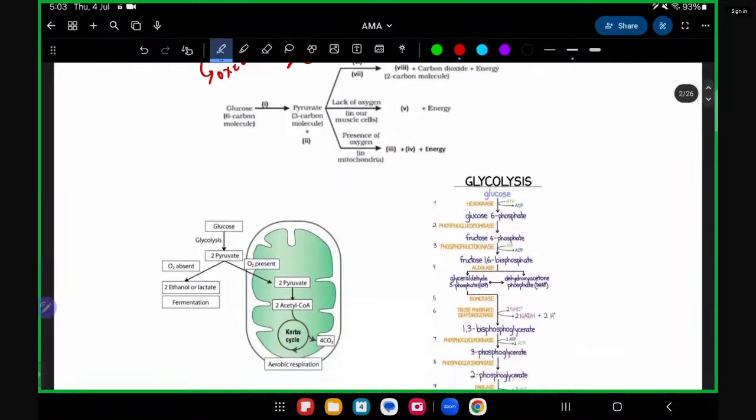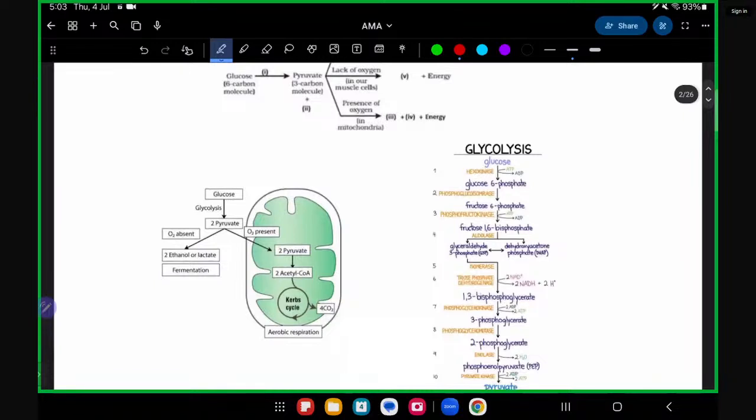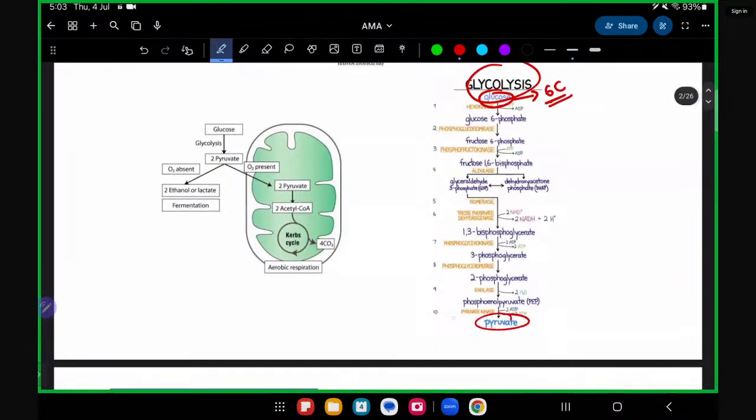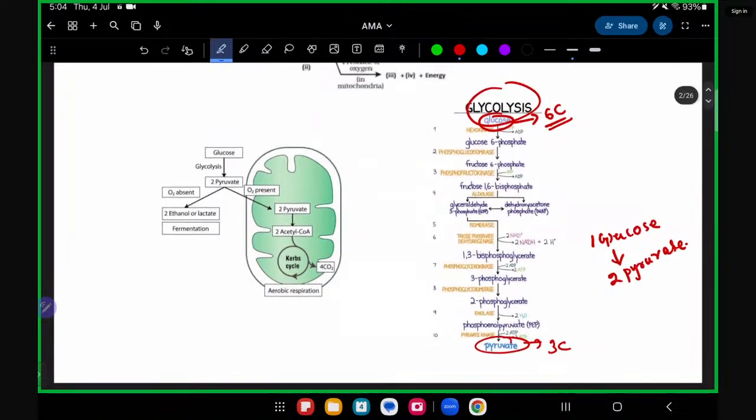So in glycolysis, what is happening? The glucose, which is a 6-carbon compound, gets converted into a 3-carbon compound, which is pyruvate. Pyruvate is a 3-carbon compound. So one glucose molecule will give rise to 2 pyruvate molecules. It is the common pathway. So in glycolysis, what are the steps?